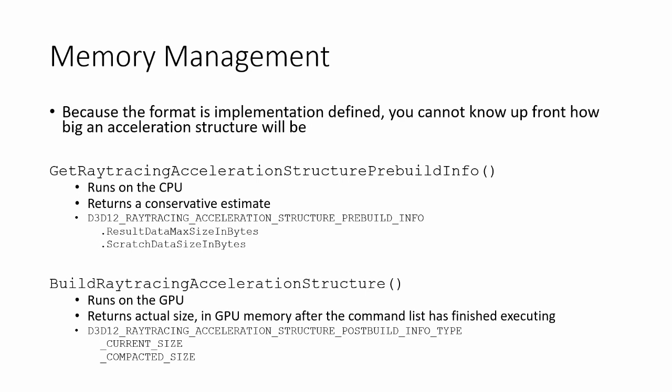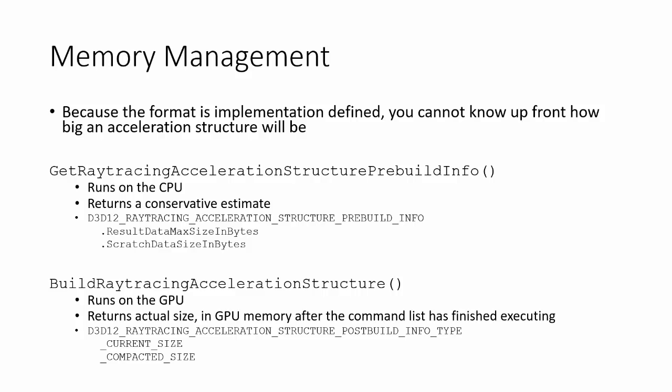So that's obviously a challenge. How do we allocate memory for something when we don't know how big it's going to be? And the way we do this, we call this API Get Raytracing Acceleration Structure Pre-Build Info. That's a cautious estimate. It runs on the CPU, and it's conservative. So it will return the maximum size that an acceleration structure with the number of triangles or objects in it that you specify could ever be, kind of worst case. That's how much room you need to allocate to build it.